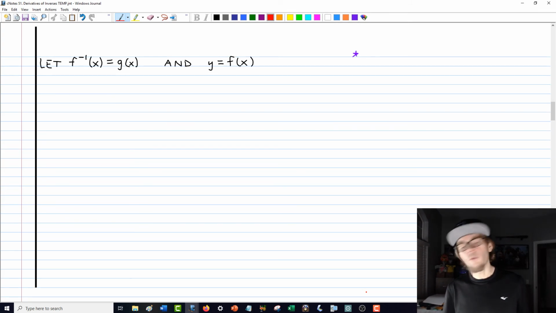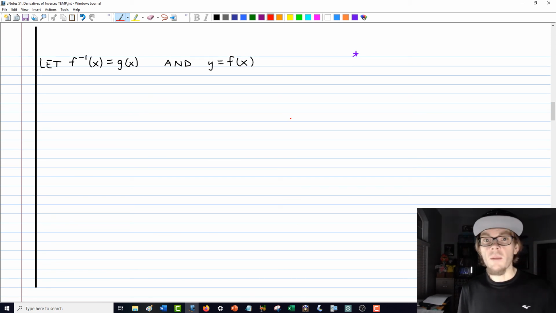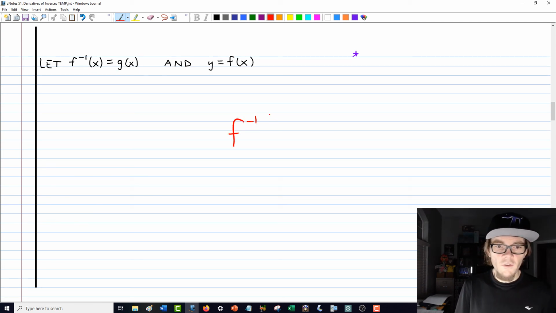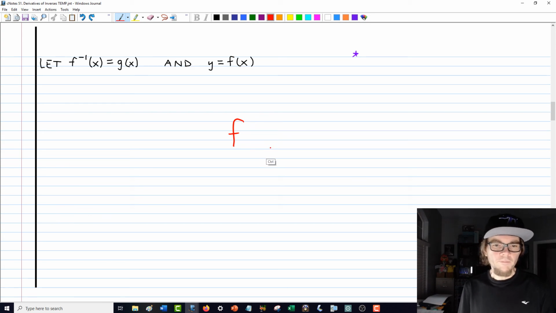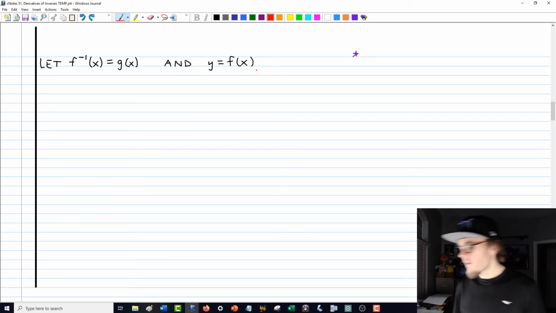So here's our actual proof of how, or why, this works. And we're going to use the same setup that we did before. Let f inverse equal g, just so we don't have to worry about writing things like f inverse prime of x. That just looks bad, even if it's the formal notation. We don't want to do that. So let's call f inverse g of x and let y equal f of x.